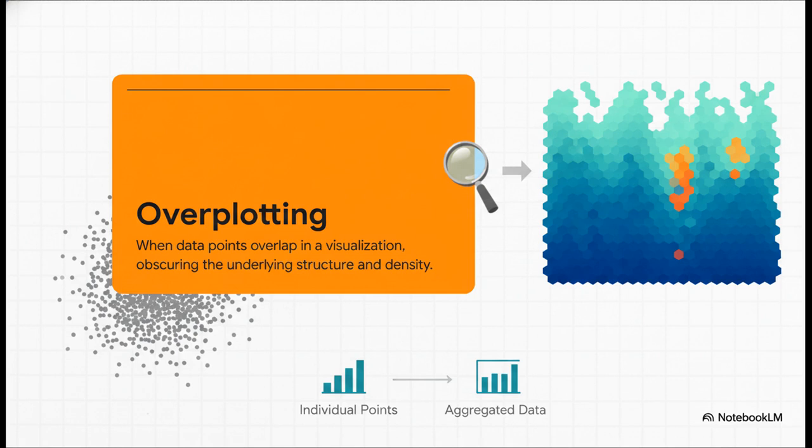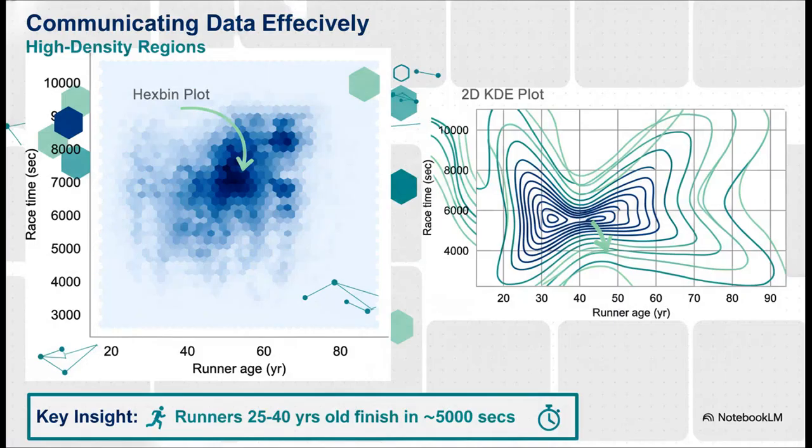So the solution is to kind of shift our thinking. Instead of trying to plot every single point, we need to find ways to visualize the data in aggregate. And here are 2 fantastic solutions to that problem. On the left, we have a hexbin plot. It basically works by dividing the whole chart into little hexagons and then coloring each one based on how many data points are inside it. The darker the hexagon, the more runners.